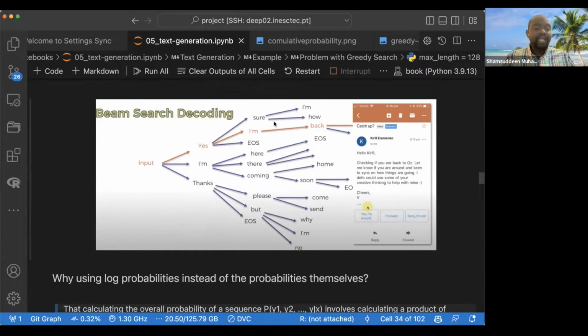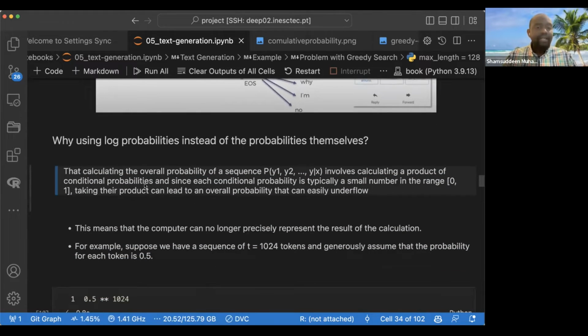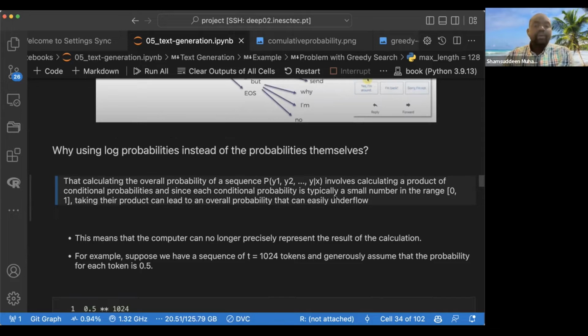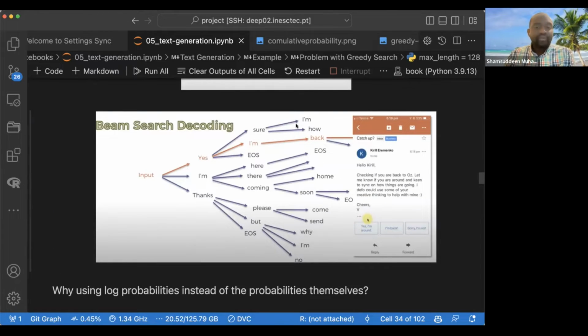Because each probability is small, like 0.00something, the product will lead to a very small probability, which causes issues dealing with very small numbers. So this is what they discuss: calculating the overall probability of a sequence involves calculating the product of conditional probabilities, and each conditional probability is typically a small number. Taking their product can lead to a very small overall probability that can easily underflow. Because we don't make a decision on which path to take unless we have everything, we find the product of probabilities.